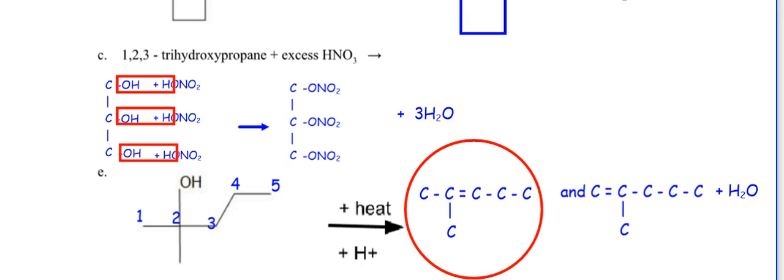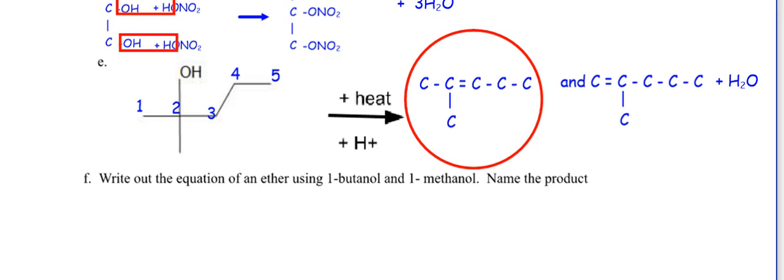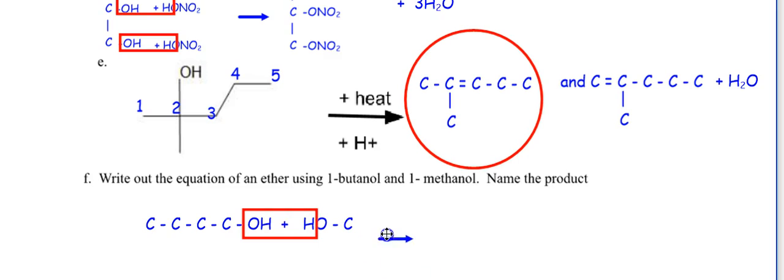Okay. So now let's make some ethers. Sounds like fun. This is write the equation of an ether using 1-butanol and 1-methanol. So here's my 1-butanol and here's my 1-methanol. All right, again, why am I showing you this way? So that I can show you if you can make water, you will make water. So I'm going to make water, and then the O and the C come together. All right, and there I go.